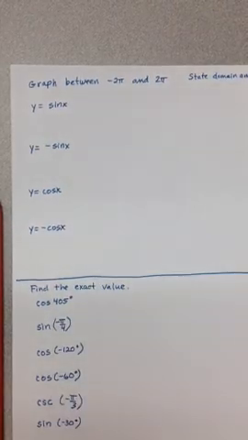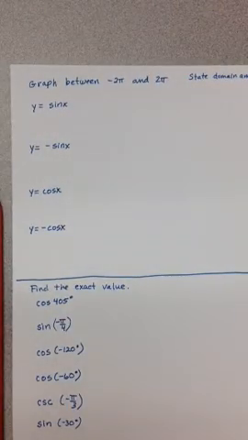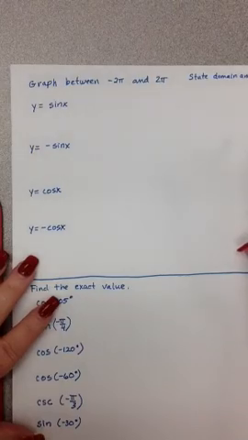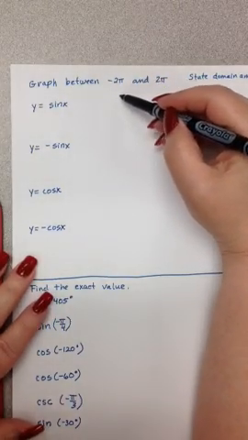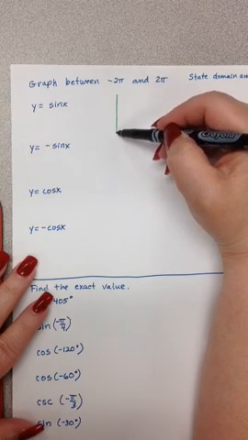All right, first thing they asked me to do here was to graph between negative 2 pi and 2 pi and state the domain and range. First thing they asked me to graph was y is equal to the sine of x.